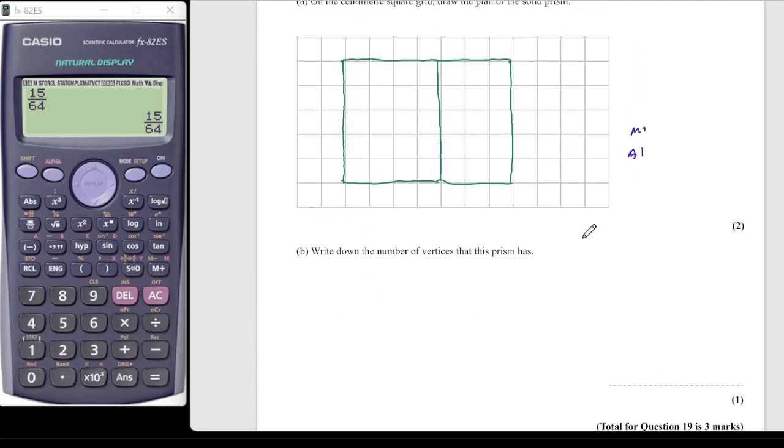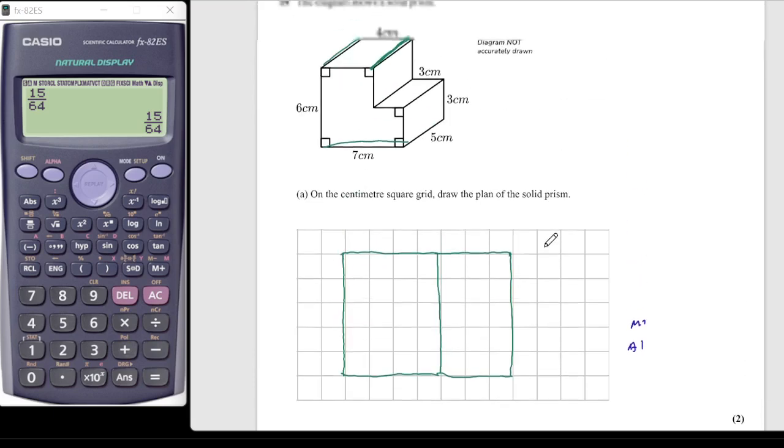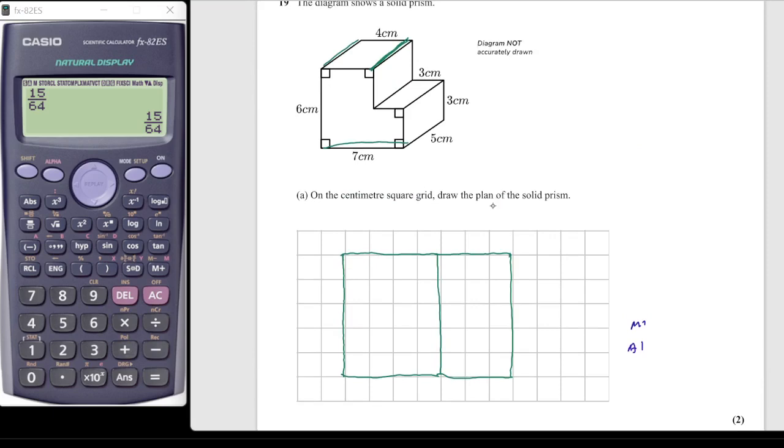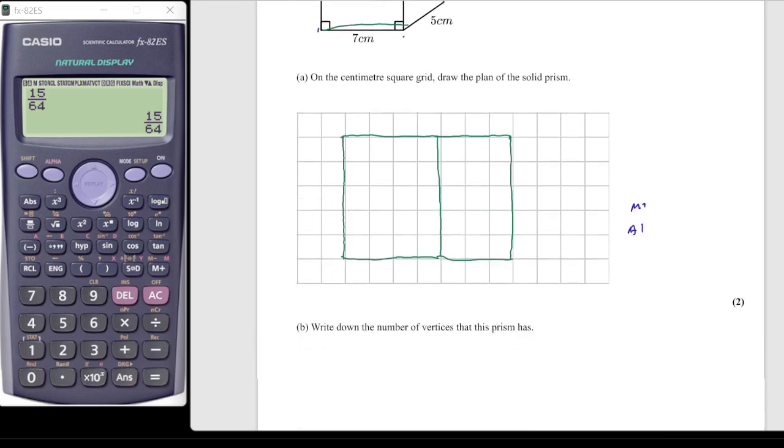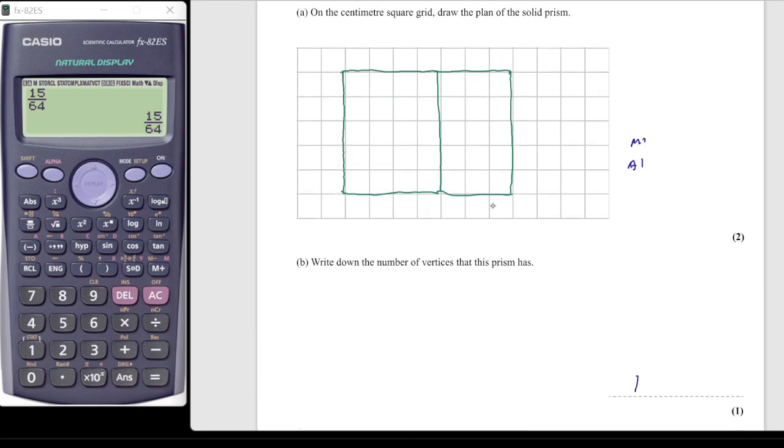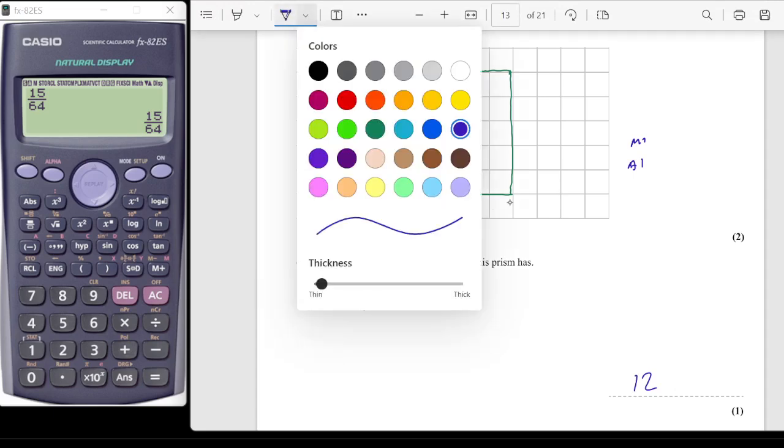And there's a part B that I missed. Write down the number of vertices that this prism has. So vertices are where edges meet. So we've got 1, 2, 3, 4, 5, 6, and we'd have the same on the other side. So we're going to have a total of 12. I actually did 6 times 2 there, and the marks for that are just a B1 for the 12.